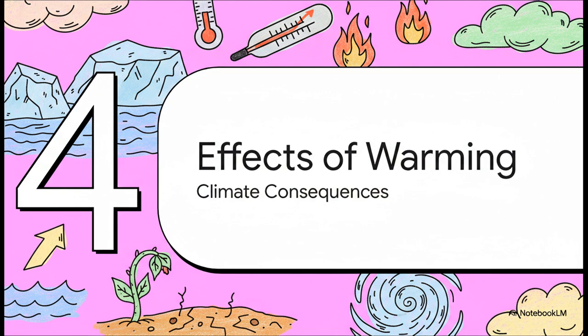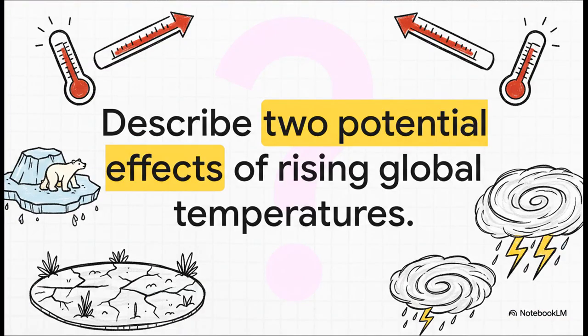Okay, so we've covered the causes. Now the question flips and asks about the consequences. This next part is a straight-up test of your recall of the specific, scientifically backed effects of global warming. The question couldn't be more direct. Describe 2 potential effects of the increase in the mean temperature of the atmosphere at the Earth's surface. It's for 2 marks, so you need 2 distinct effects.